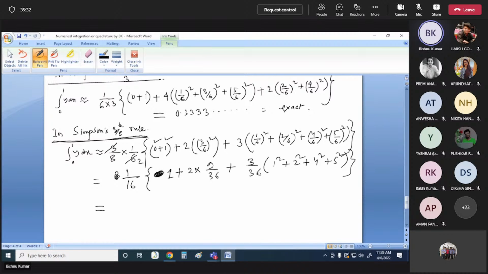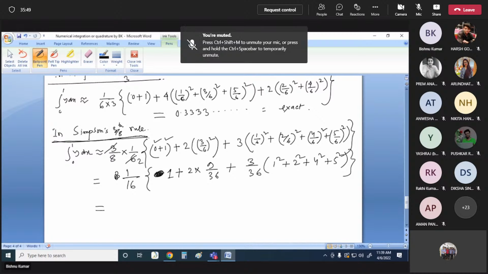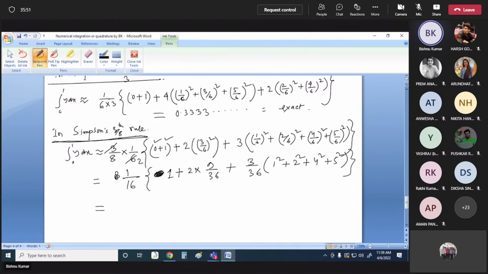Means in Simpson 1/3 rule you are getting exact, so obviously here also you will get exact. So that is also 0.333 like that. You just try to verify. Try to verify. Is it coming exactly, sir? Are you doing this verification?